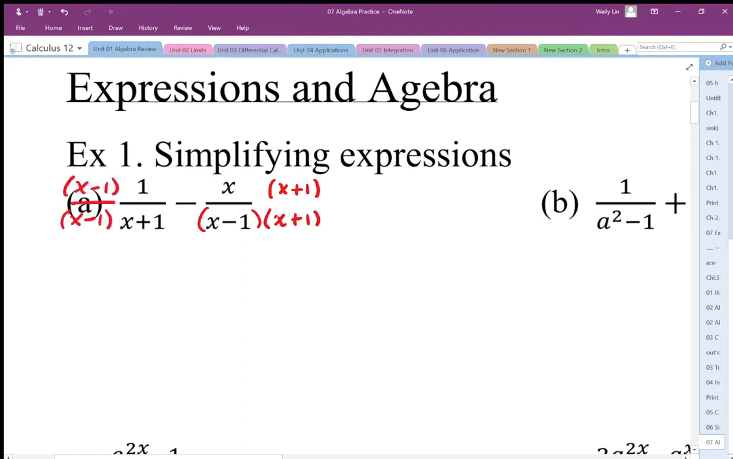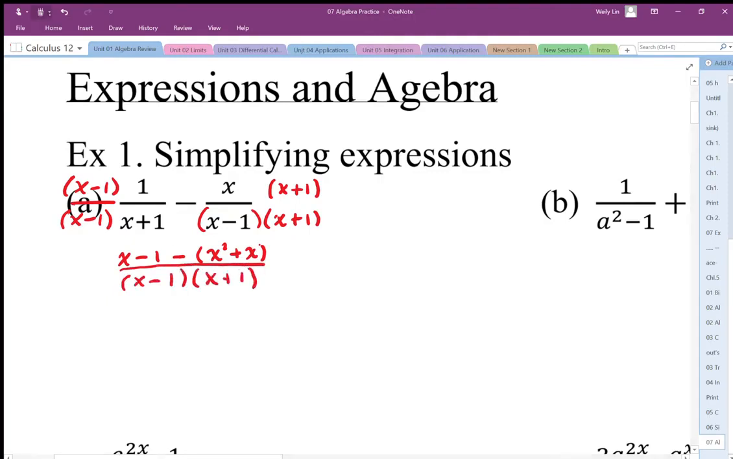So what we have here then, our numerators are going to be x minus 1 minus, and keep the brackets because remember that everything from here on is going to be subtracted. So we're going to end up with x squared plus x. In this case, it looks like those x's are going to cancel out. So then my common denominator is going to be x minus 1, x plus 1.